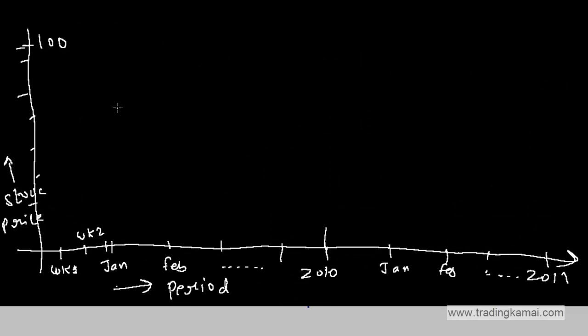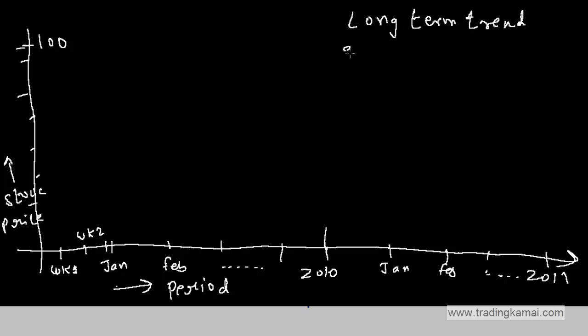Now these three main categories of trends, that is uptrend, downtrend, and sideways, have again three different kinds of flavors of trends. The first one is a long trend, a long-term trend.